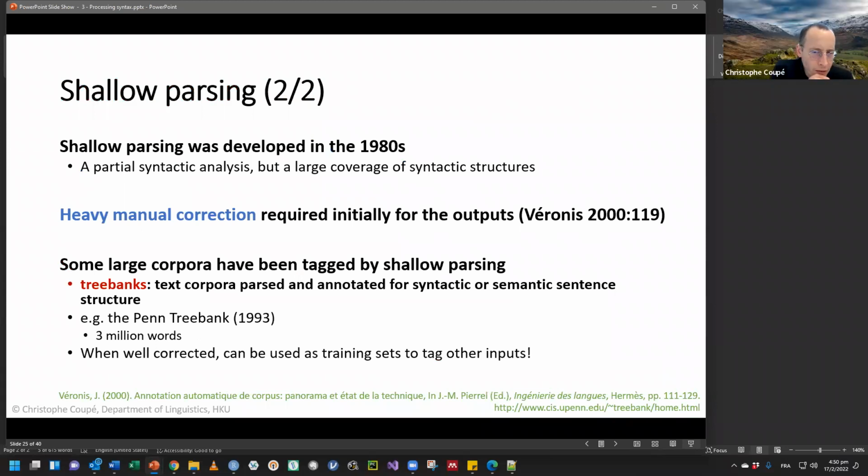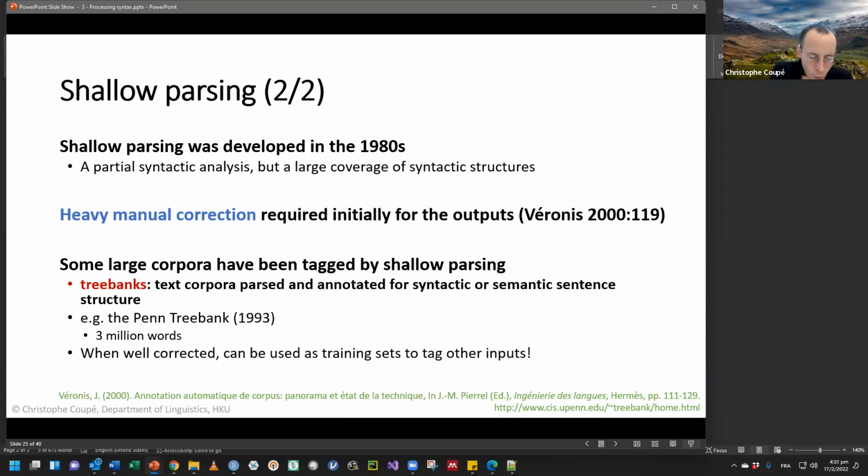When did people start to do that? Shallow parsing. That's quite old. That's more than 40 years ago. Nearly 40 years ago, in the 1980s. So they were trying that. And it's a syntactic analysis. It's not complete, it's partial, but they could cover a large number of constructions, of structures. So that was quite nice. But initially, in particular, you needed to correct the outputs by the computer. So some people tried to do that with algorithms, with programs, but the programs were not so good.